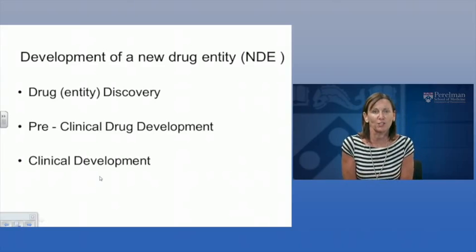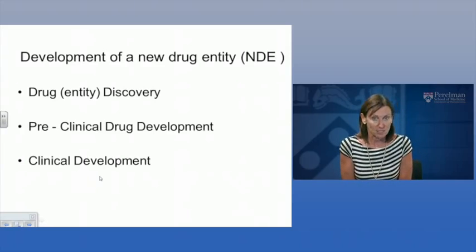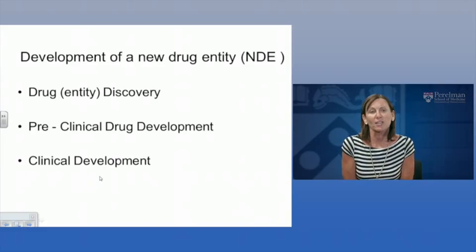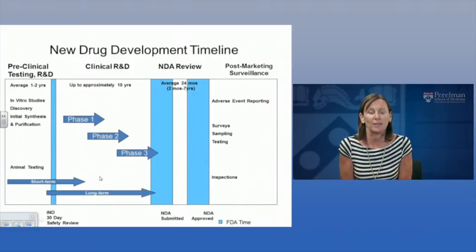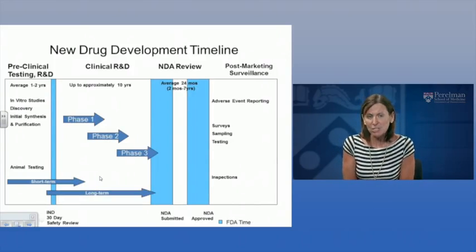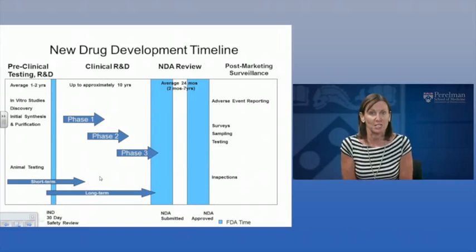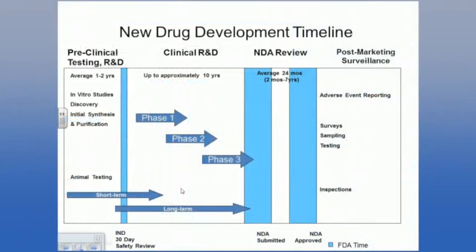So we have three different components. One is the discovery phase. The second is the preclinical drug development phase, or the animal testing phase. And the third is the clinical development phase. And in the intro course several weeks ago, I showed you this particular slide. And what it is attempting to do is give you a schema of the evolution of drugs to the point of their use in clinical practice.